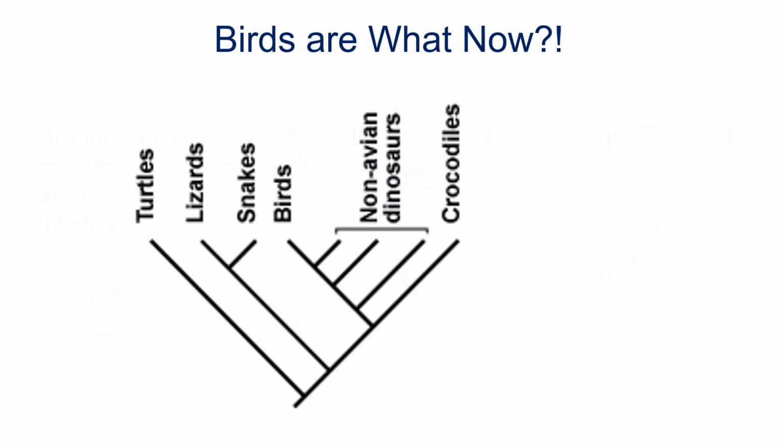Another real-world example here. We've got turtles and we've got lizards and snakes, which are closely related. It's thought that snakes are perhaps lizards that have lost their legs. That's one theory. We have birds here right in the middle. We have non-avian dinosaurs, which is really neat. That's how dinosaurs are classified sometimes. It literally means non-bird dinosaurs. Or sometimes birds are classified as living dinosaurs. And then we have crocodiles. So we have this relationship here, as you can see on our cladogram.